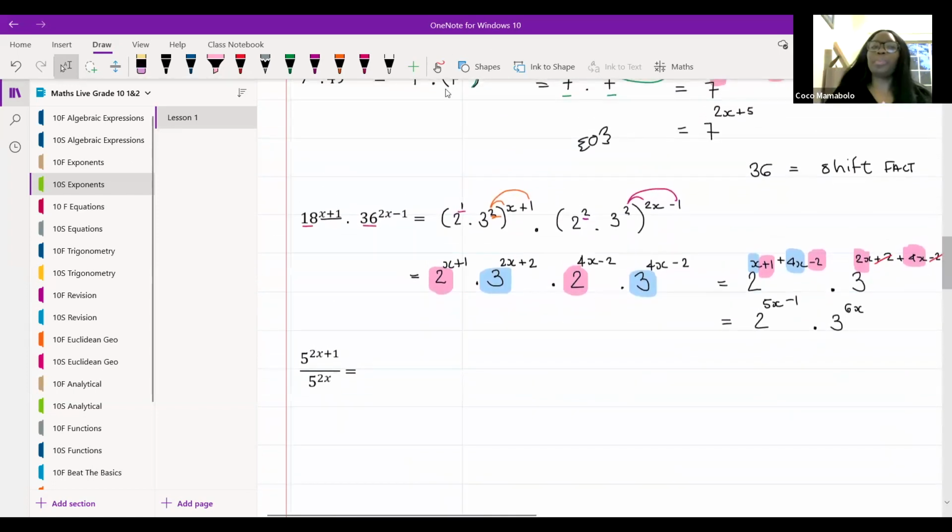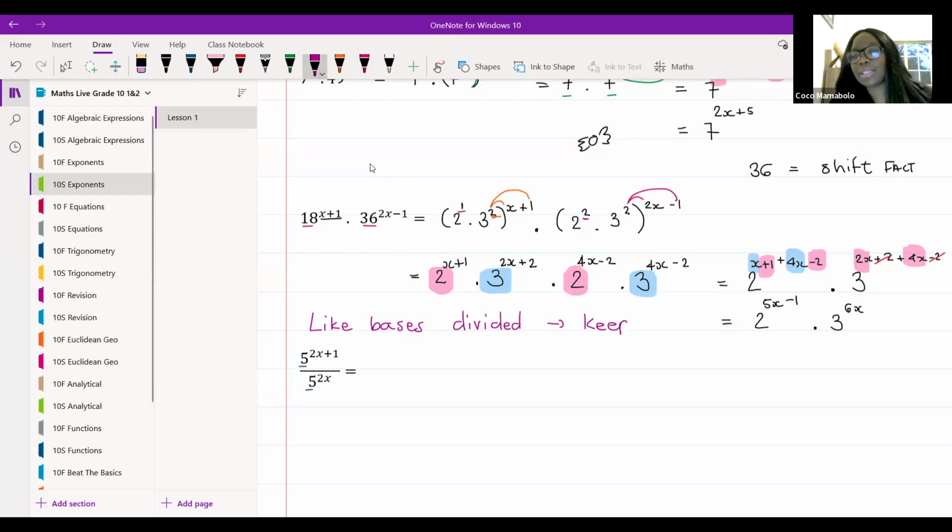All right, let's talk about this part over here. Now, I understand over here that my like bases are no longer being multiplied, right? My like bases are being divided. So I'm going to say like bases being divided. I'm going to keep the base.